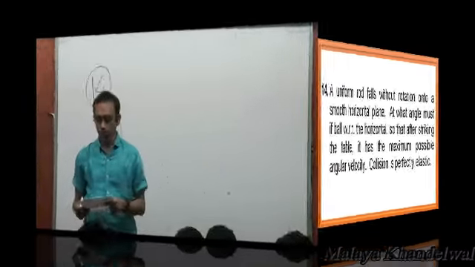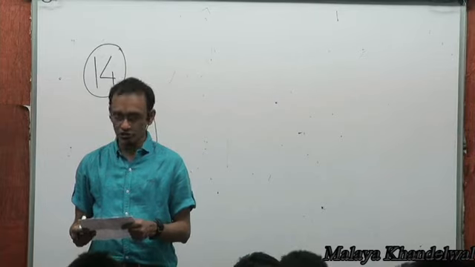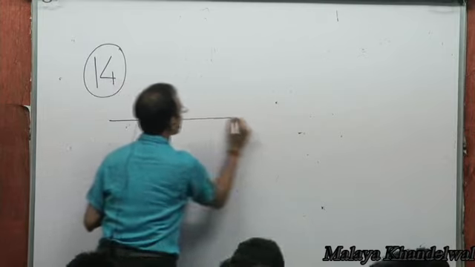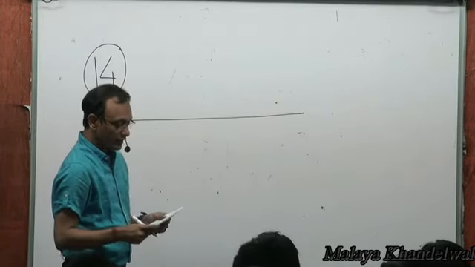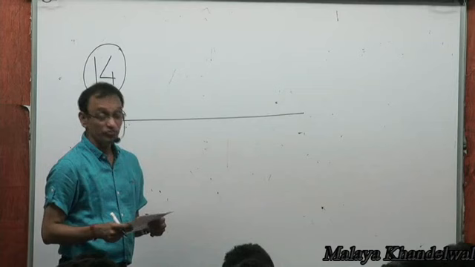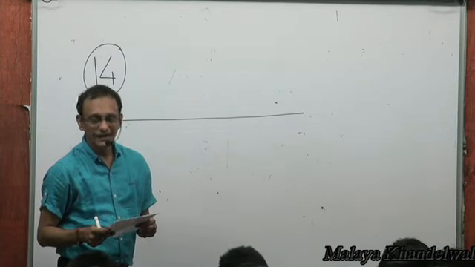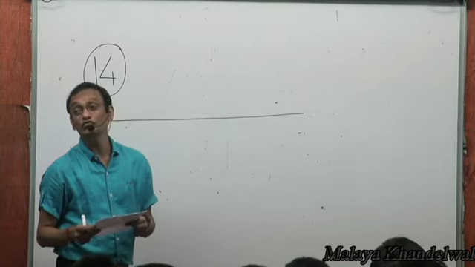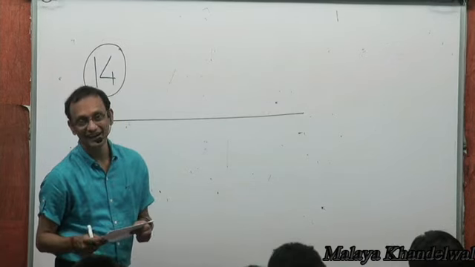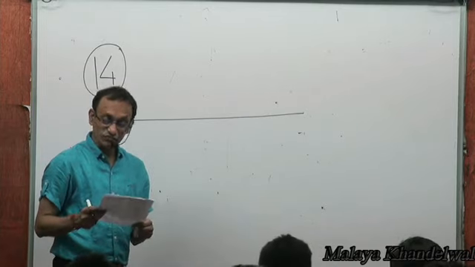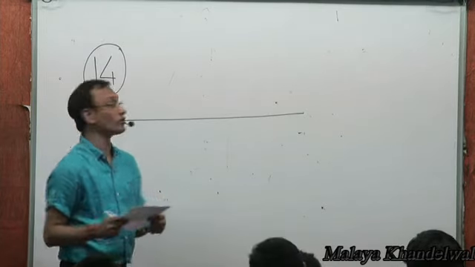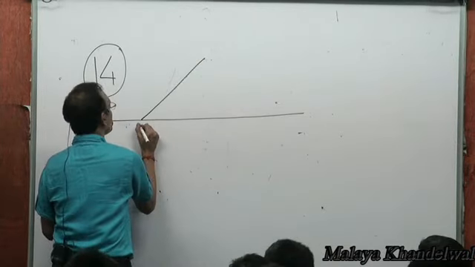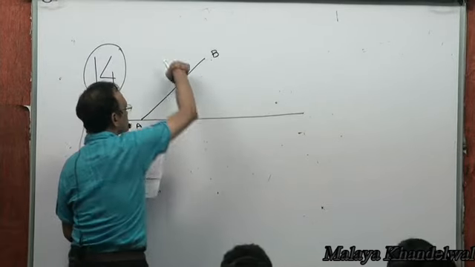A uniform rod falls without rotation onto a smooth horizontal plane. At what angle must it fall? Sorry for the poor English of this problem. At what angle must it fall with respect to the horizontal? So, this is falling without rotation. This is the rod AB, and it is falling down.